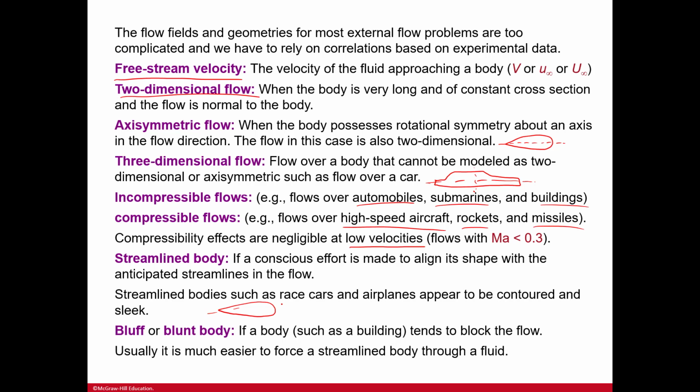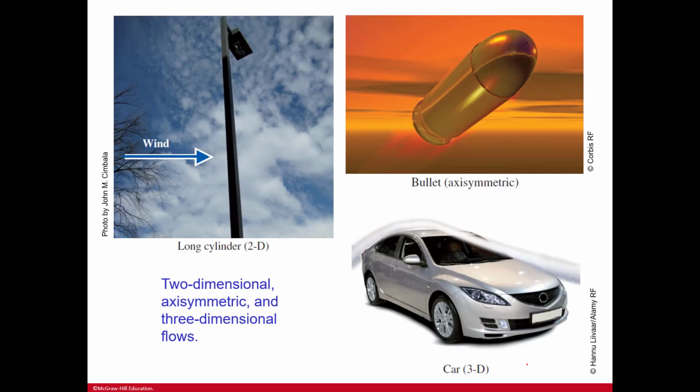Bluff or blunt body, if a body such as a building tends to block the flow. Usually it's much easier to force a streamlined body through a fluid, right? This is going to be very blunt. So here you can see a long cylinder, two-dimensional, axisymmetric, and then three-dimensional flows. This is two-dimensional. It is thinner, but if it was very thick, that could also be a blunt body, right?